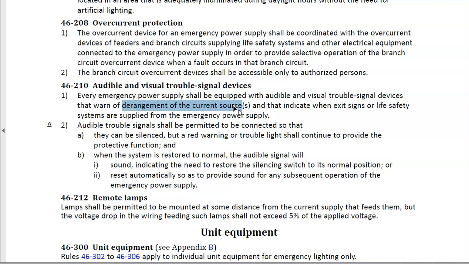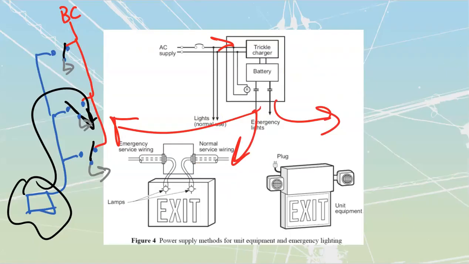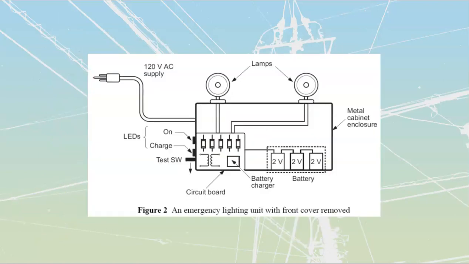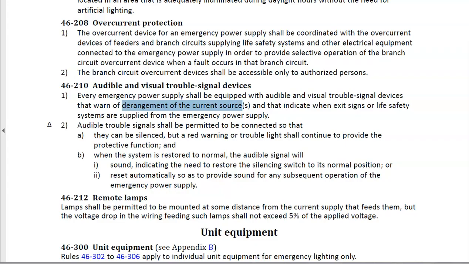Usually we are going to see those as those little LEDs that are going to be on the sides of the pieces of unit equipment. I don't know if they show. Yeah, they show one over here. A couple of LEDs for on or for charge. Charge would indicate that there's AC to it and that it's charging the batteries. On would indicate that this thing has lost the AC and that the batteries are turned on. Then we have a test switch on that one as well.